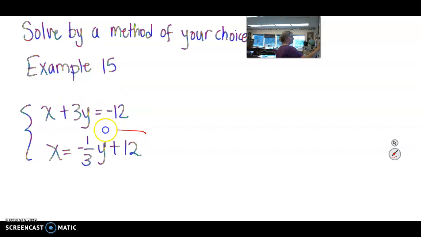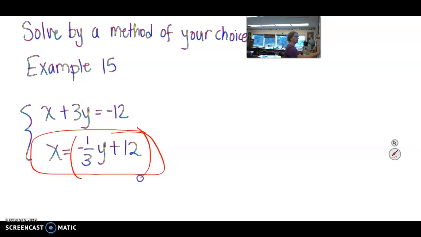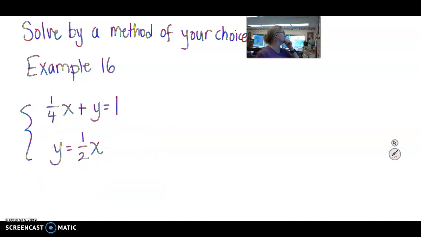This one I would probably use substitution because this is already solved for x. So then you can put this in place of x in equation 1, solve for y, and we've done a few problems like that, so hopefully you got that down. Okay, this one, again, I would use substitution. You can just put 1/2 x in for y.